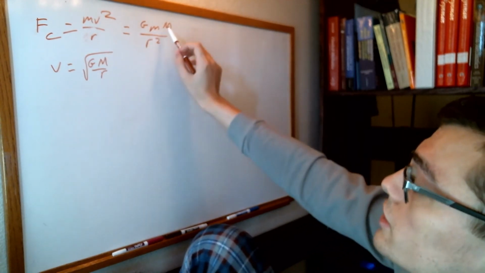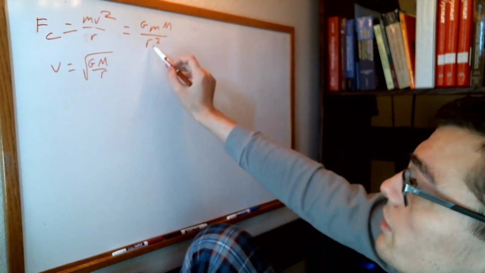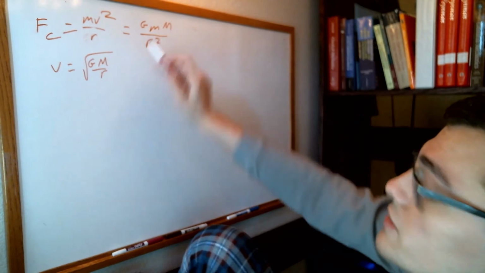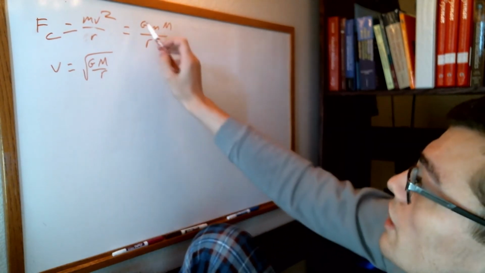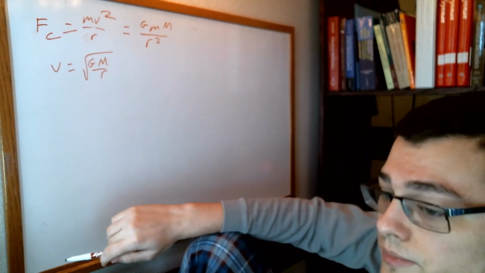So this r comes to the other side and cancels with the square here, so you have just an r on the bottom, and the two little m's cancel. Then you have G big M over r, and you take the square root, and that's how we get this.